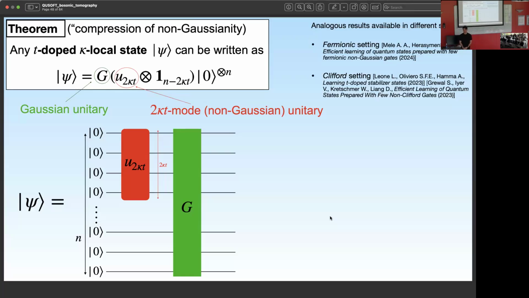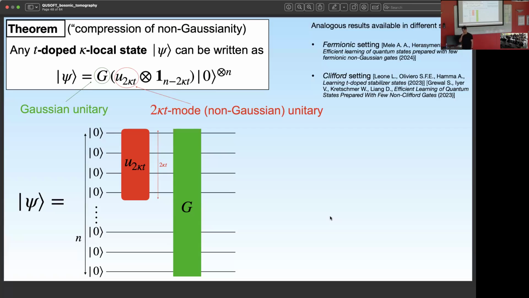Sorry, in a finite dimensional quantum system like you have here now, how does a Gaussian unitary look? This is not a finite dimensional system. Well, you have n qubits, right? Oh, n modes. This is the vacuum, and I am applying a non-Gaussian unitary, and here a Gaussian unitary. We are still in the Hilbert space of n modes.